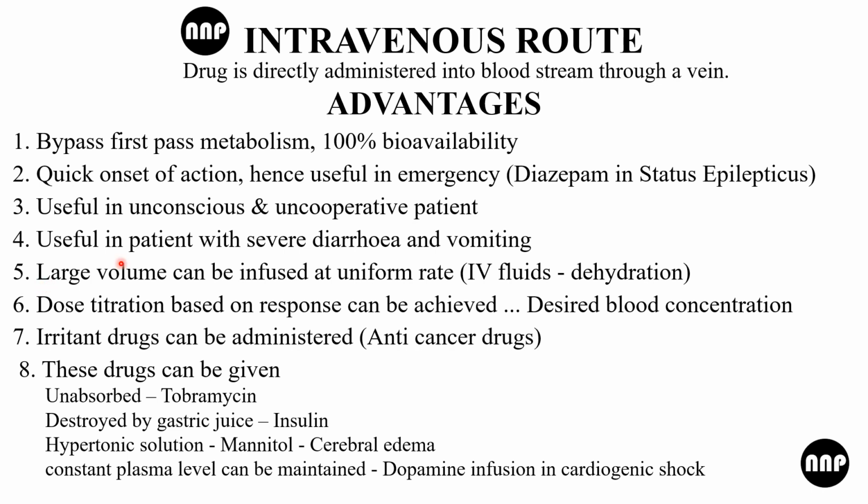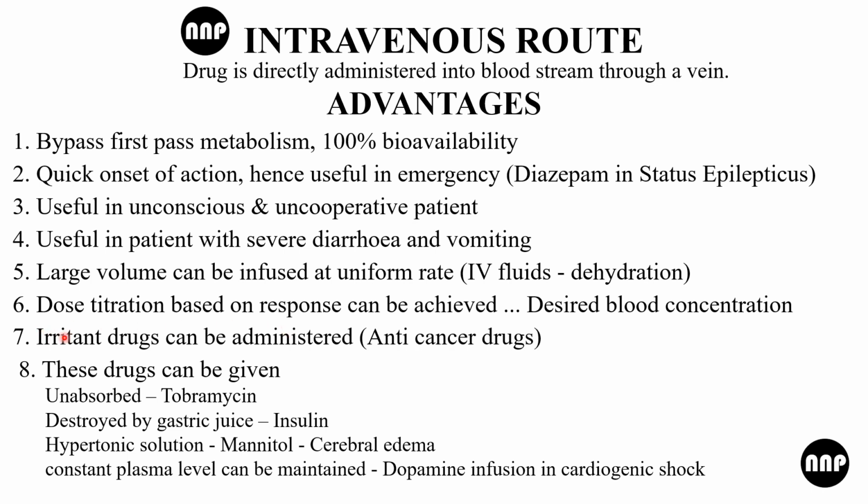Then large volume can be infused at uniform rate. For example, IV fluids like normal saline, Ringer lactate, etc., which are used in dehydration. So we can give large volume. Dose titration based on response can be achieved. Hence, we can achieve a desired blood concentration. We can titrate the dose as per the response we are getting or as per the response we want.